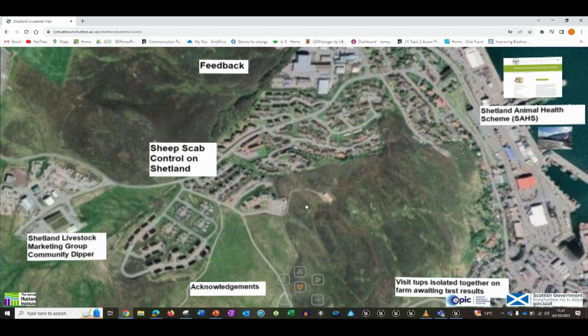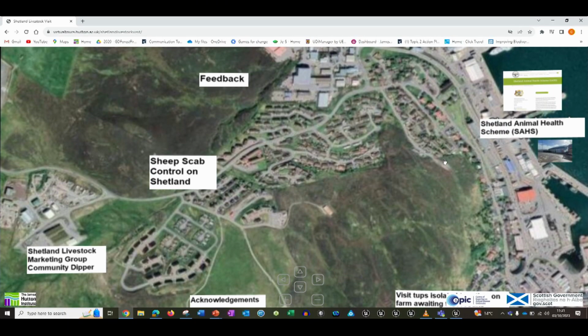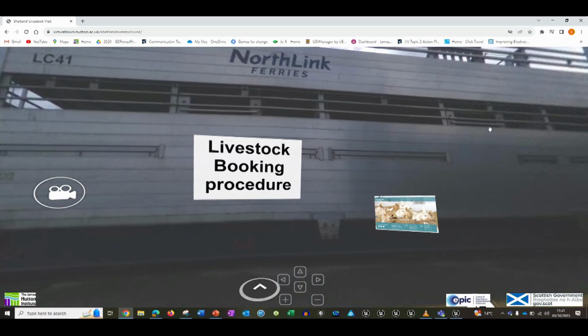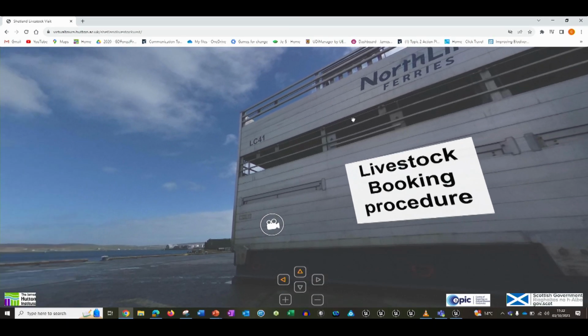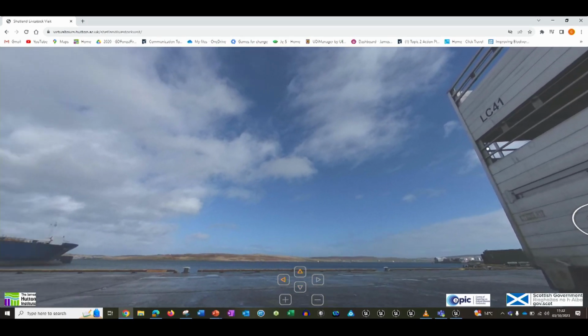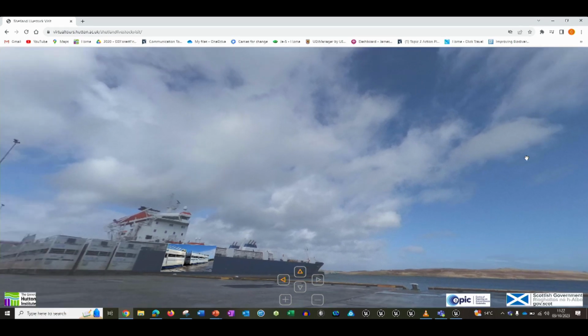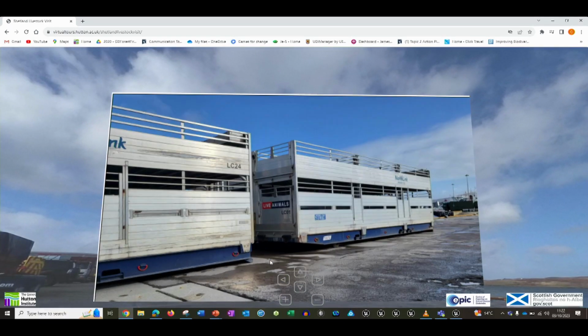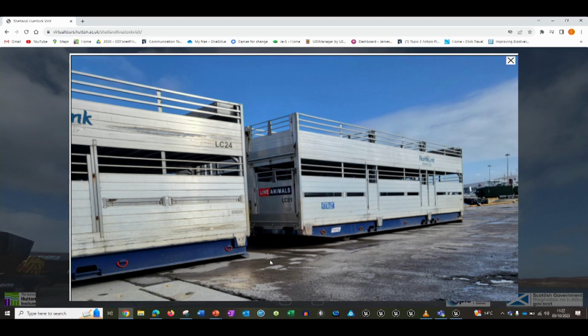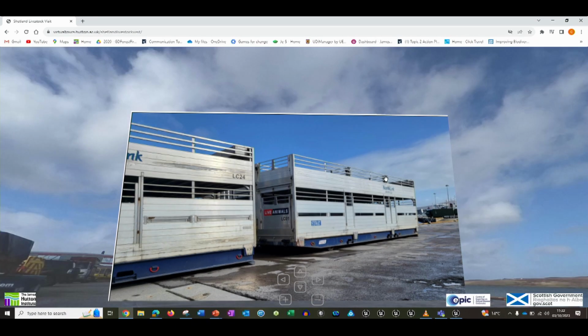So what we do is we use a 360-degree camera to take images, and they look like this. And you can access it on a website, so you can go and have a look at it yourself. And we've embedded resources in there. These are the livestock containers that they use to take animals from Aberdeen onto the boat, and then they take them up to Shetland.